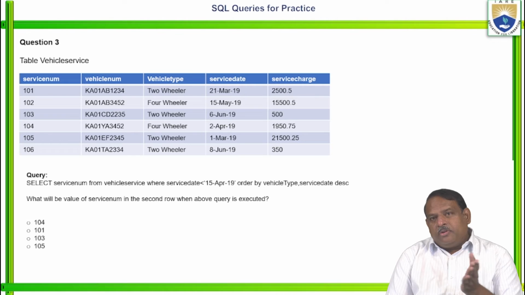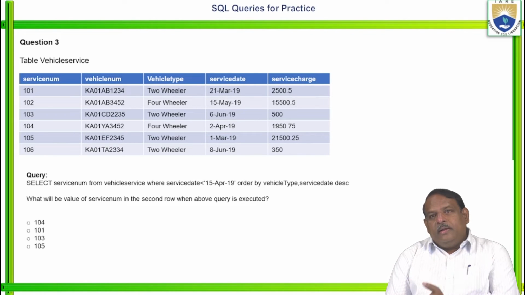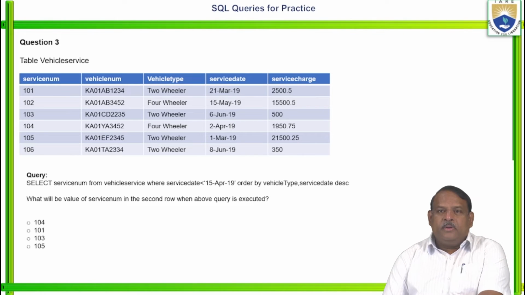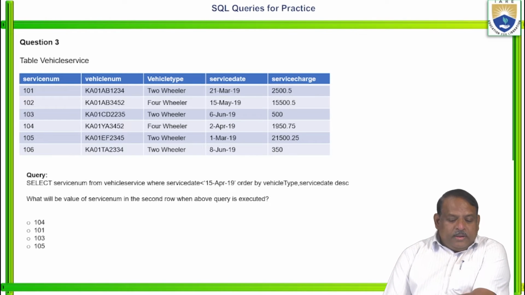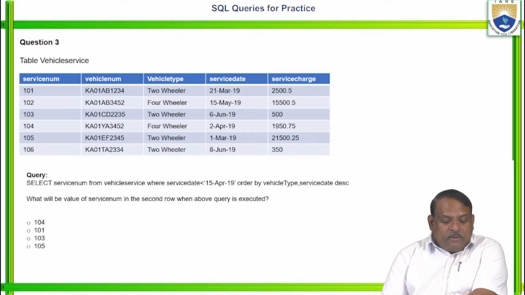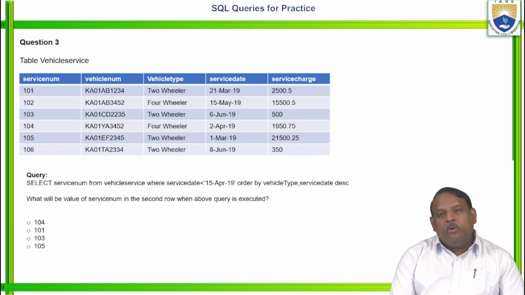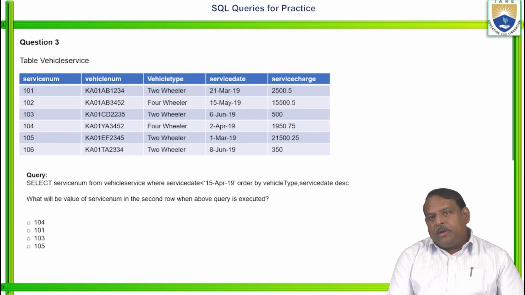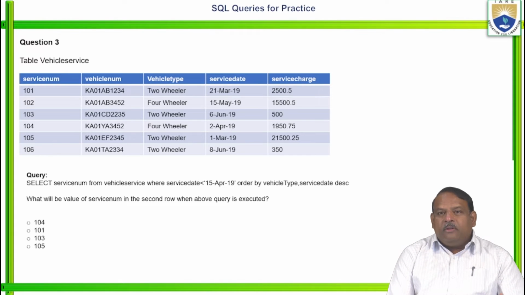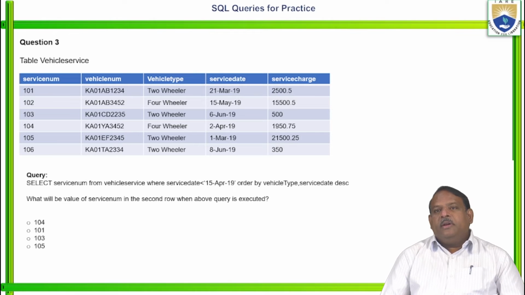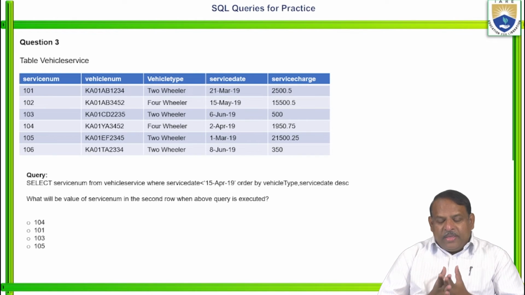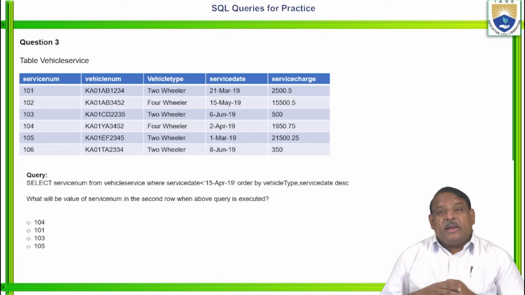After that, again we have to sort by vehicle type and service date in descending order. Here they ask us what will be the value of service number in the second row when the above query is executed. When this query is executed, you're bound to get some records. As we have used ORDER BY, your data will be sorted based on the two conditions: vehicle type and service date descending. We have to identify the second record.